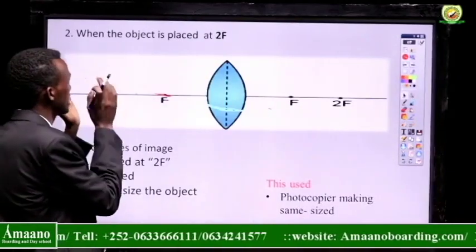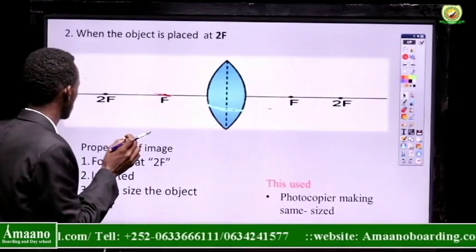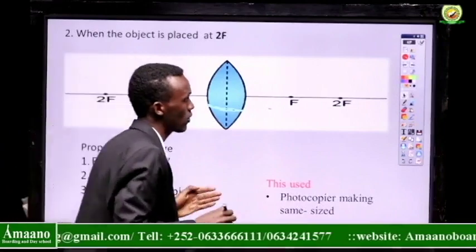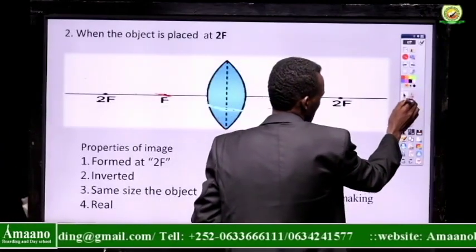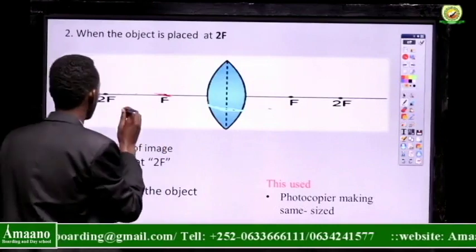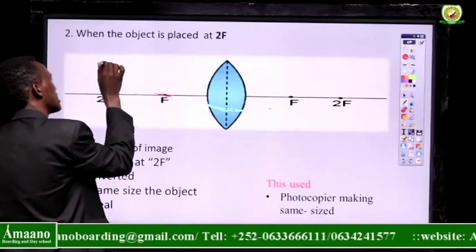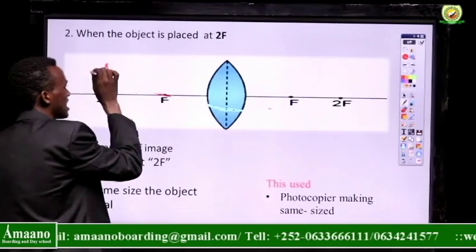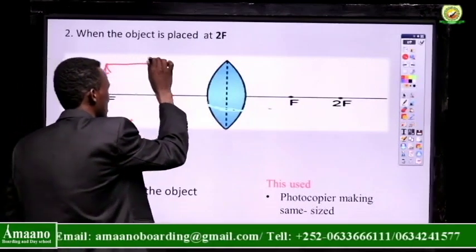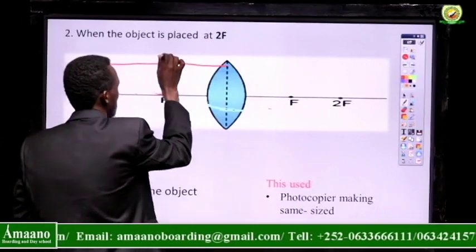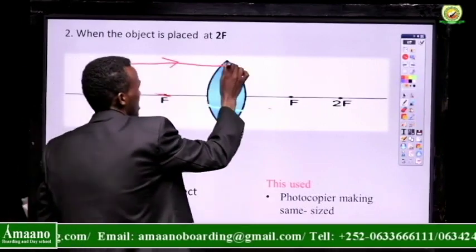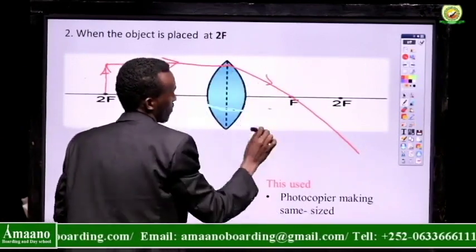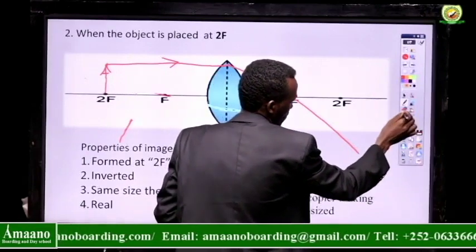Previously we placed the object beyond 2f. Now we place the object at 2f. When the object is placed at 2f, that arrow represents the object. The first ray, a ray that is parallel to the principal axis, passes through the focus after the refraction.